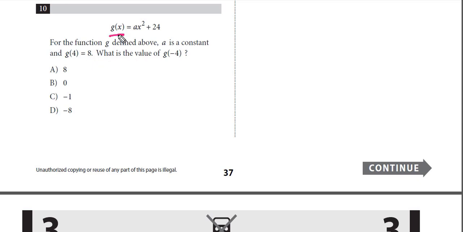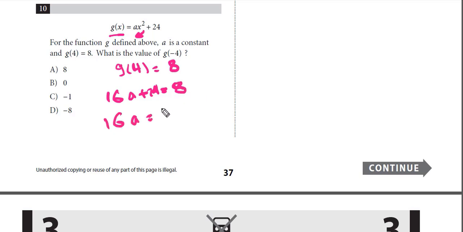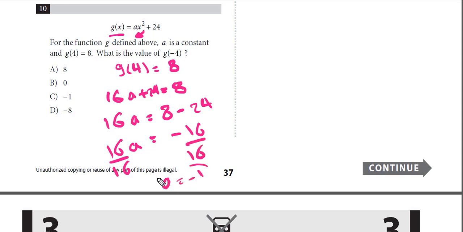8. Then replace g of x by 8. Then g of 4 is equal to 8. Then replace x with 4. 4 squared will be 16a, plus 24 will be 8. Solve this problem. 16a is equal to 8 minus 24, which is equal to negative 16. This means divide by 16, then a is equal to negative 1.